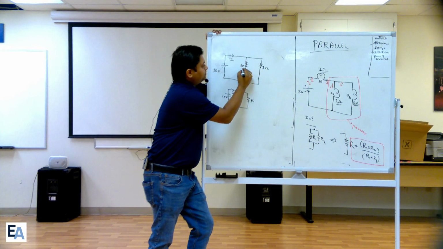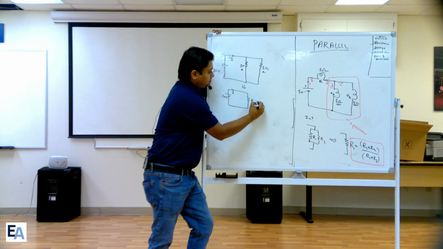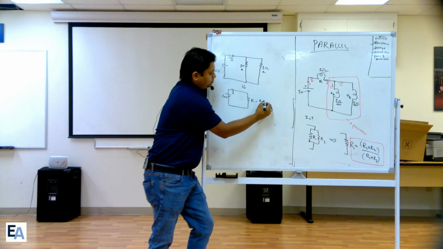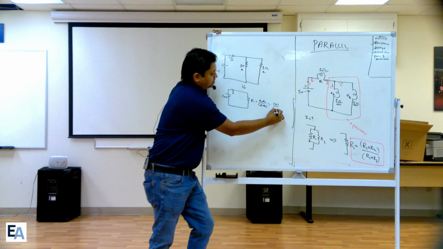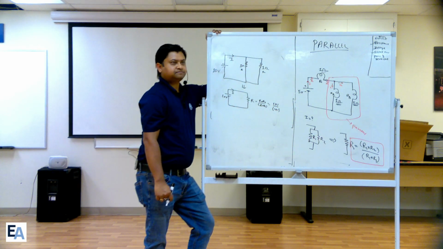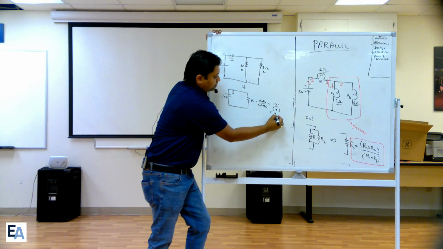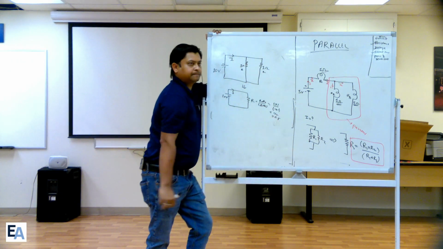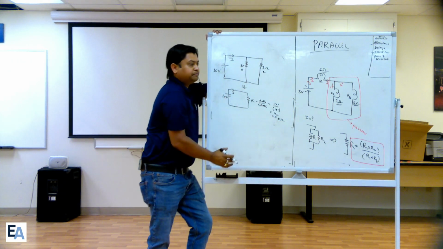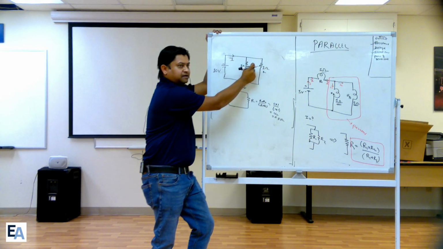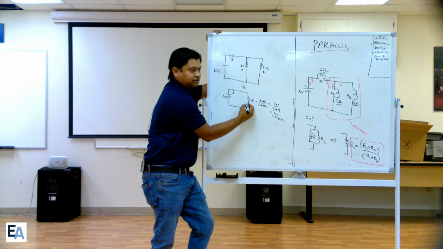So when I say 1 ohm, let's name it. This is R1, this is R2. The formula is R1 times R2 divided by R1 plus R2. It means 1 times 1 divided by 1 plus 1, which is 1 by 2, which is 0.5 ohms. So if I merge these two circuits together, it will now be equivalent to 0.5 ohm.